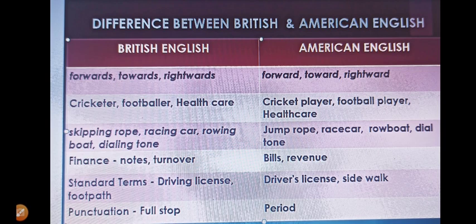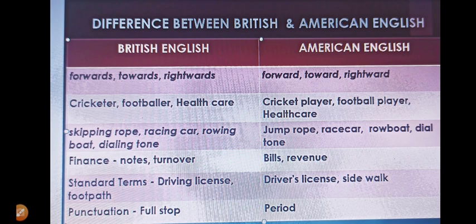In the same way, if we talk about finance, notes, as we use in India also, in America they say bills. In British it is turnover, in American it is revenue. And if we talk about other standard terms, there is driving licence in British, in India also, but in America, driver's license. Footpath is spoken as sidewalk in American English. If you talk about punctuation marks, full stop is used as period in American English. And some popular idioms like touch wood, it is knock on wood in American English.